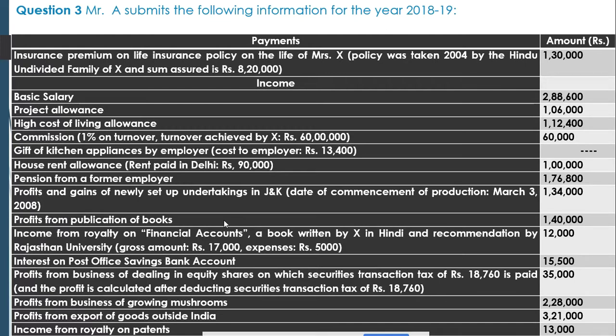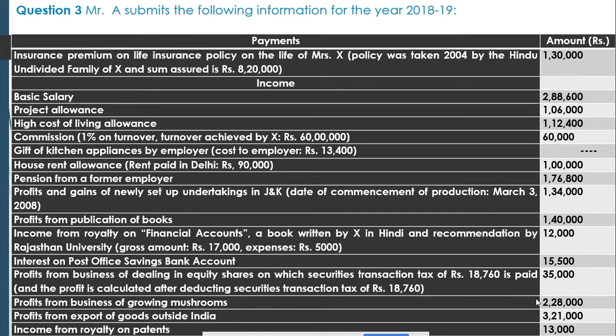Profits from publication of books 1,40,000. Income from royalty on a book written by X in Hindi and recommended by the Rajasthan University. Gross amount is 17,000, expenses is 5,000, so he has received 12,000. Interest on post office bank account 15,500. Profits from business of dealing in equity shares, on which securities transaction tax of 18,760 is paid, and the profit calculated after deducting securities transaction tax is 35,000.